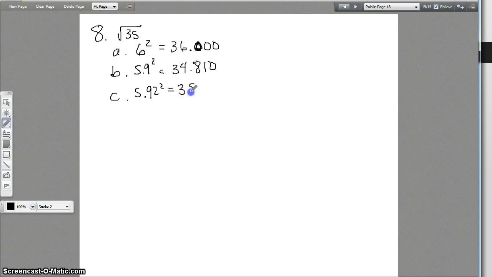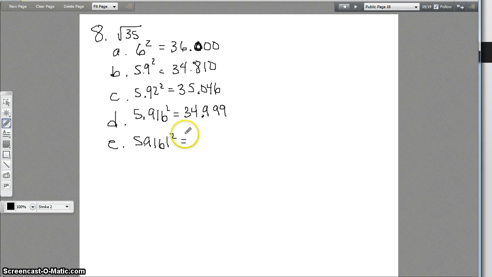That is 35.046 to the nearest thousandth. And then part D is 5.916 squared. When we square that, we get 34.999. And then part E is 5.9161 squared. And that is 35.000. It is not actually equal to 35. The next digit after this third zero is, you do actually have a non-zero digit over here. But when you round it to the thousandth place, you get all zeros.